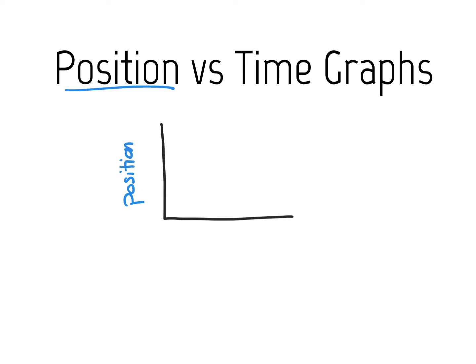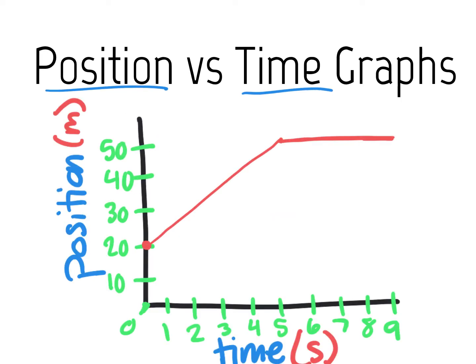And our time is our dependent variable, which would go on the horizontal axis. In physics, the majority of the time, our position is based on meters and our time is in seconds. Now let's talk about reading our position versus time graphs. These are also called distance versus time graphs or sometimes displacement versus time graphs because displacement is the change in position. So on this graph, let's take a look at some of the things we talked about previously.